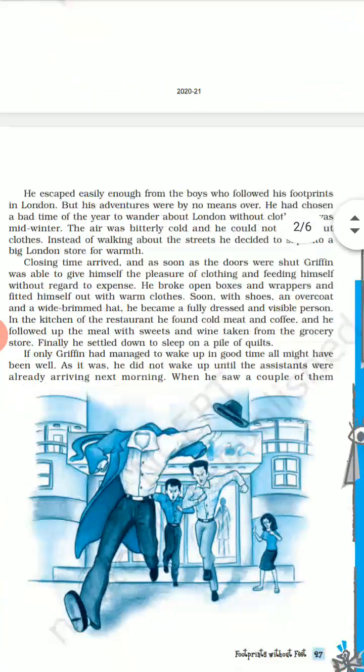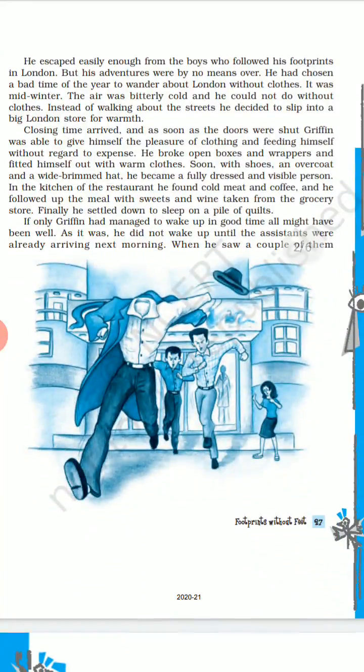Now let us see the next page. He escaped easily enough from the boys who followed his footprints in London, but these adventures were by no means over. He had chosen a bad time of the year to wander about London without clothes. It was midwinter. The air was bitterly cold, and he could not do without clothes. Instead of walking about the streets, he decided to slip into a big London store for warmth.